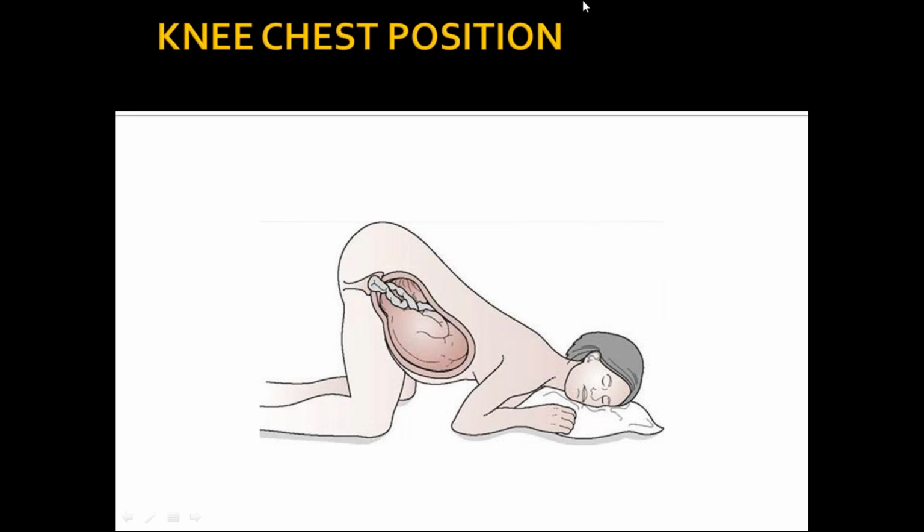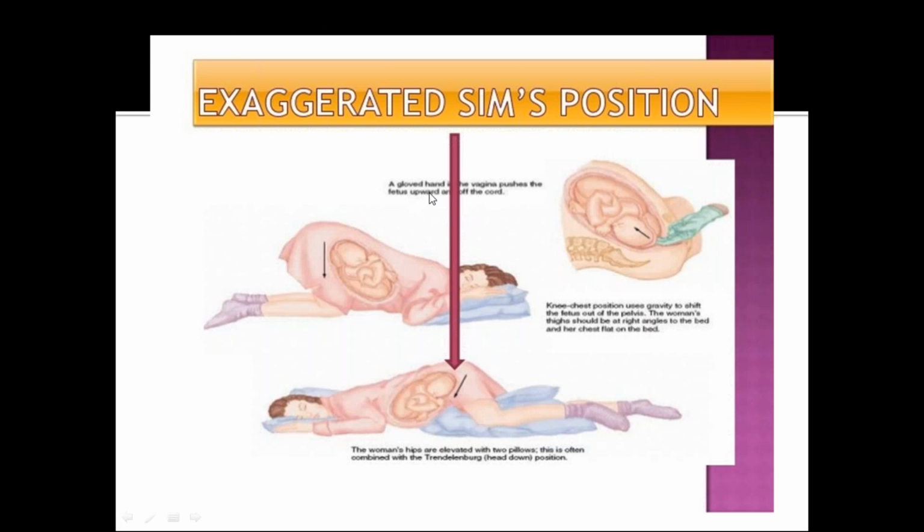See, this is the knee chest position. What has happened? The position of the presenting part has changed. There is a chance for keeping the cord in the vagina. Here is the exaggerated Sims position. And this is the Trendelenburg position.